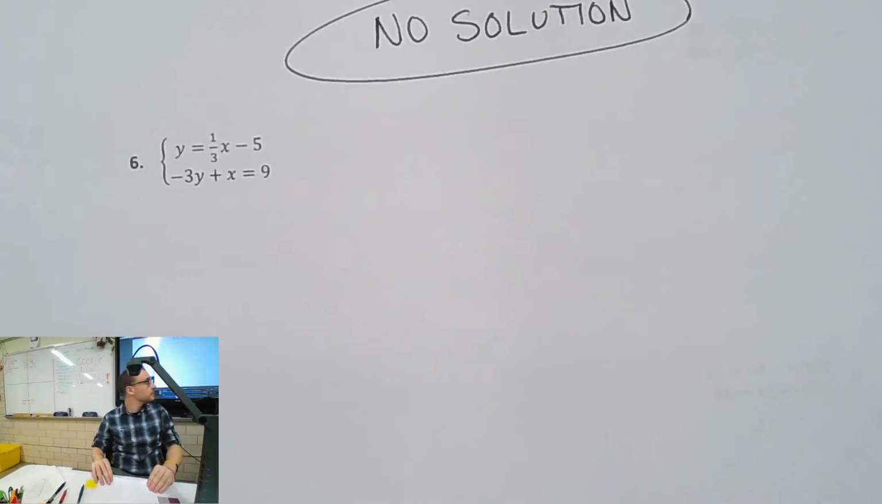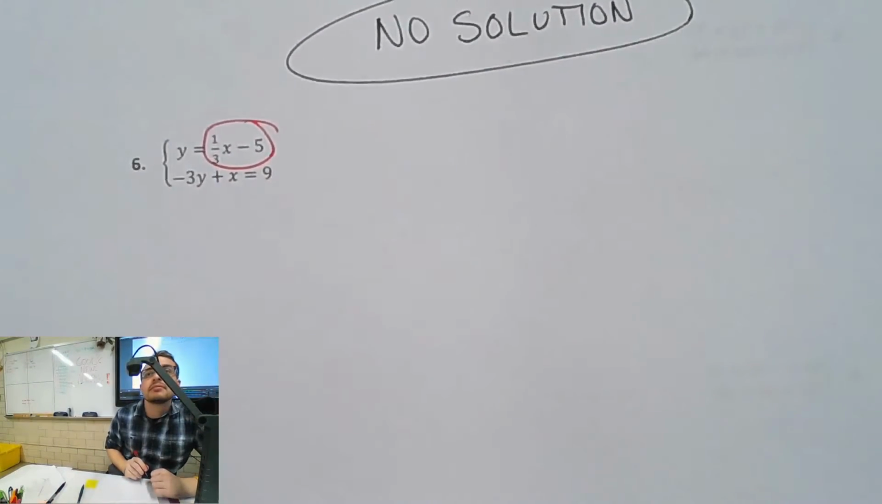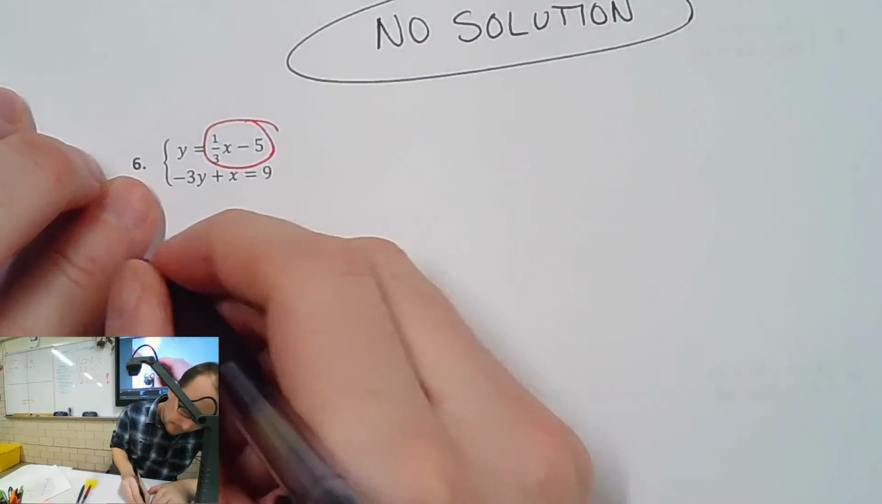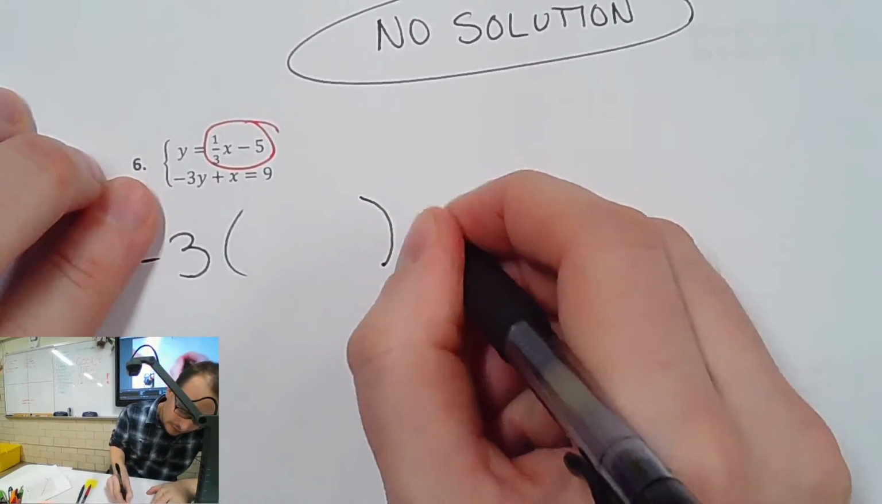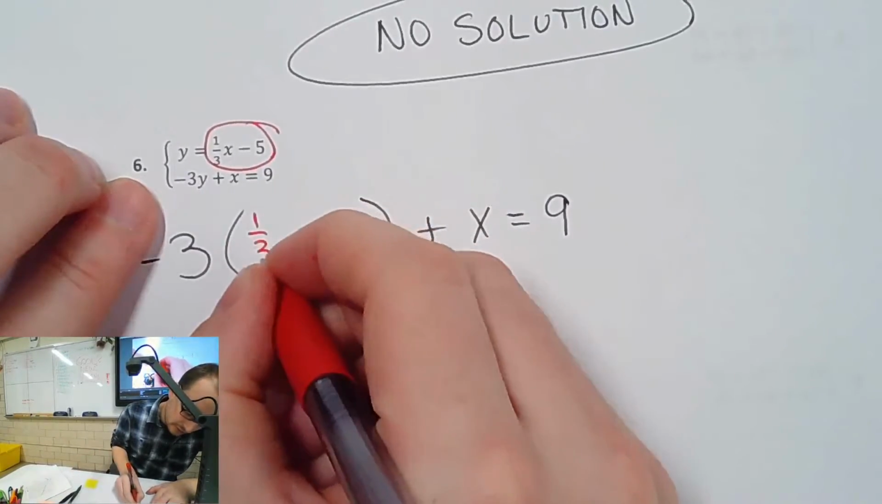Number 6. We already have y on its own, so that's convenient. So we're going to take that and plug it in for y. Negative 3 times whatever y is, plus x equals 9. Well, we know what y is. It's 1/3 of x minus 5.